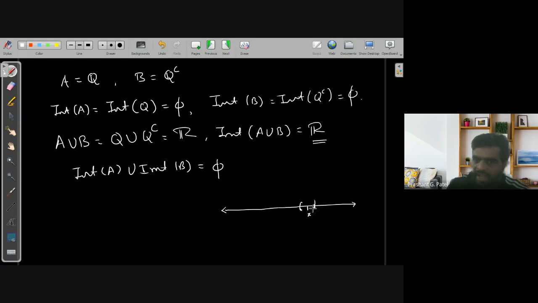So that's why this x is not an interior point. And the same argument holds, and this x I have taken arbitrary, any point. So there is no point which is an interior point of that set. That's why the interior of Q will be phi. And the same argument for Q complement, that is, the interior of Q complement will be phi. So that completes it, and that inequality will not be true.